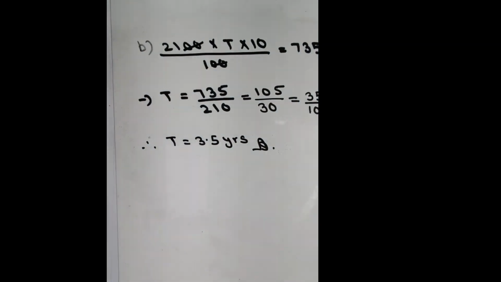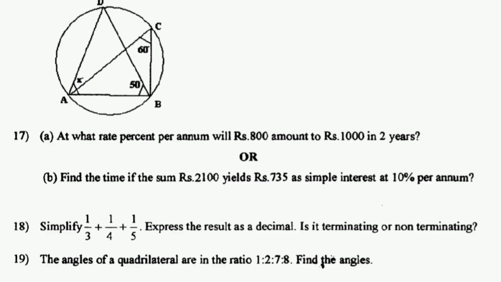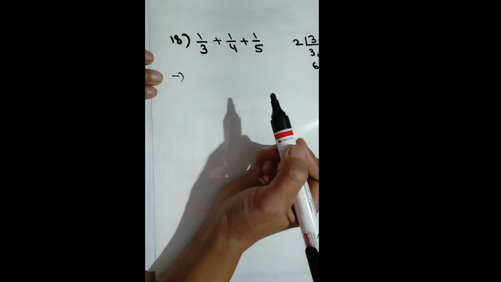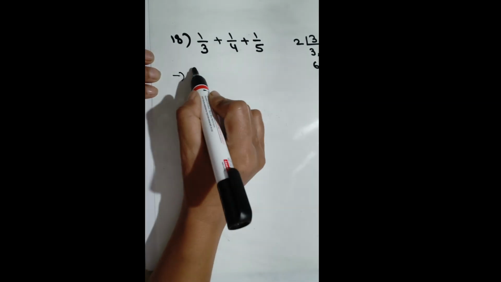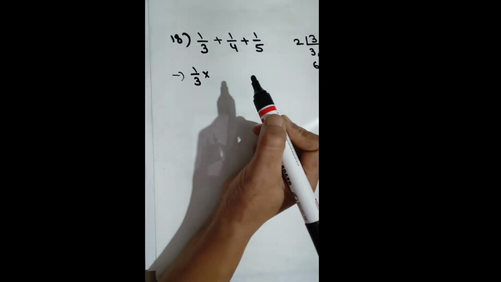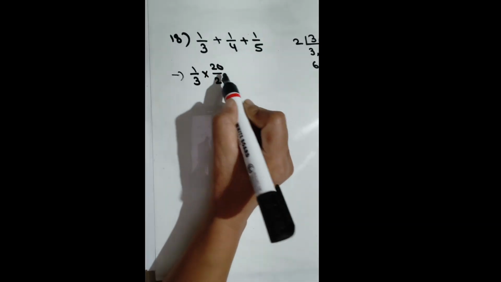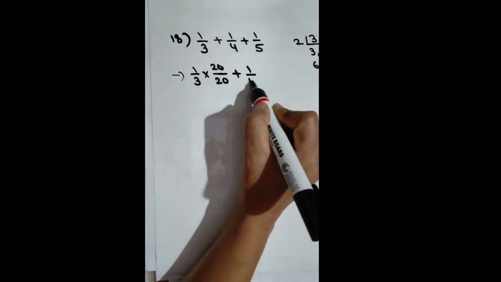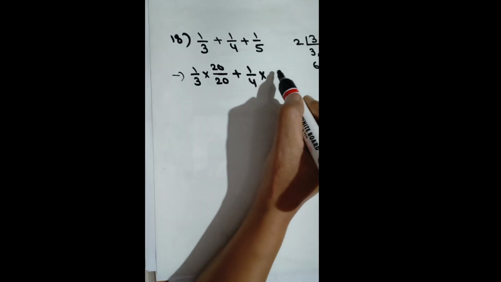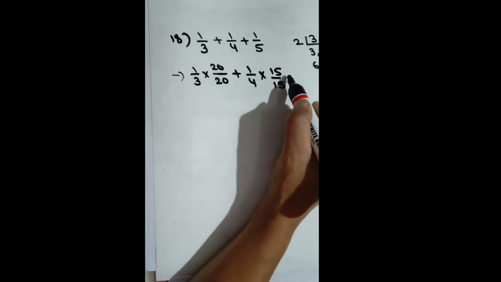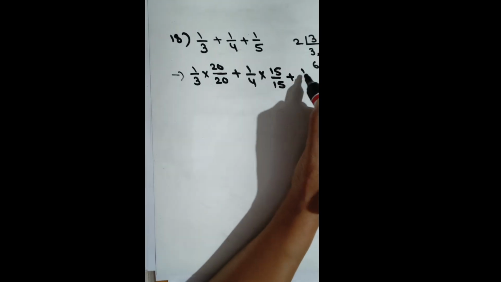Let's move on to the next question. That is question number 18. Simply asking the unlike fractions to be added. For this, you might already know that we have to find the LCM of the denominators. LCM of 3, 4 and 5 is equal to 60. So we have to make the denominator 60 for all the fractions. So we will multiply it by the number which gives you denominator 60.